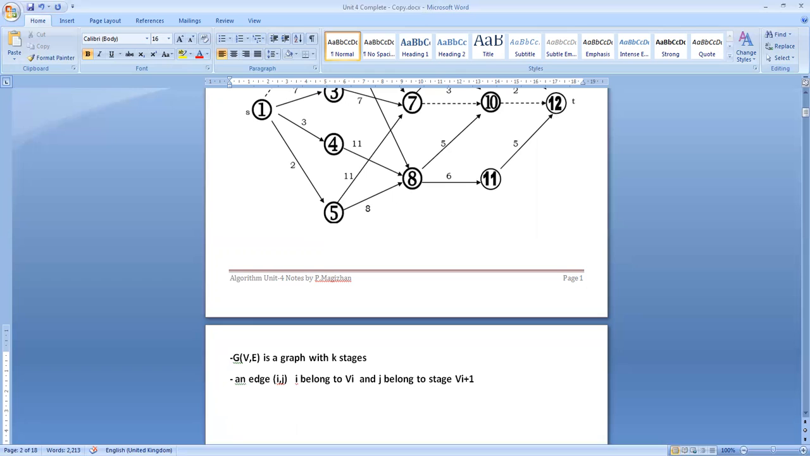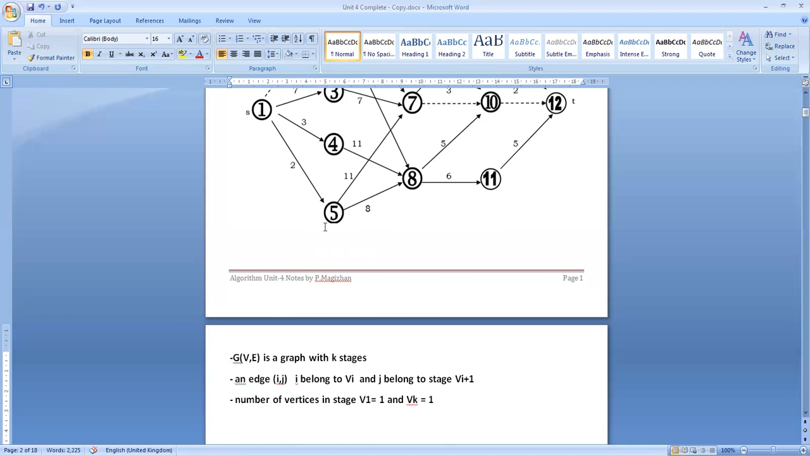Then the number of vertices in stage V1 is equal to 1, and in stage Vk is equal to 1.